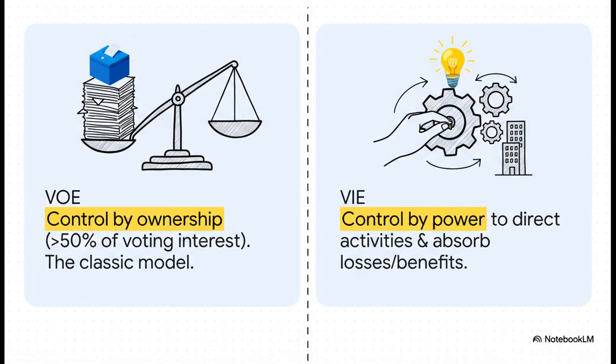Now, defining control isn't always as simple as it sounds. On one hand, you've got the classic approach, the voting interest entity model. This is super straightforward. If you own more than 50% of the voting stock, you're in control. End of story. But then you've got this more, let's say, sophisticated model, the variable interest entity. With this one, you might not even own 50%, but if you have the power to direct all the important activities and you're the one who gets the profits or takes the losses, well, you're still in control. It's really a shift from focusing just on ownership to focusing on who's actually calling the shots.